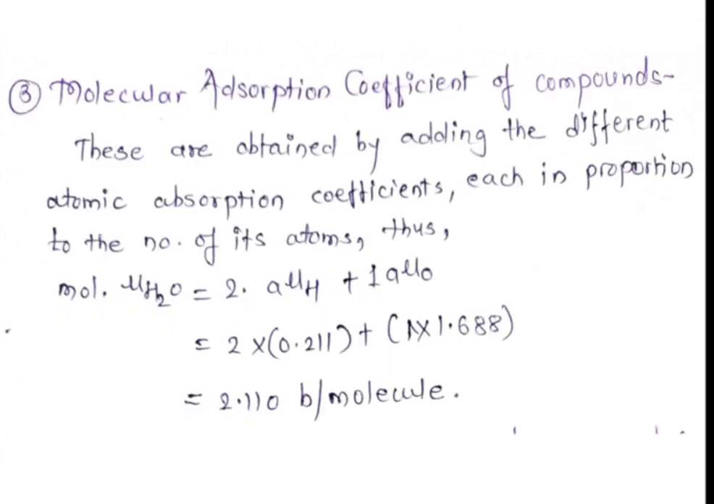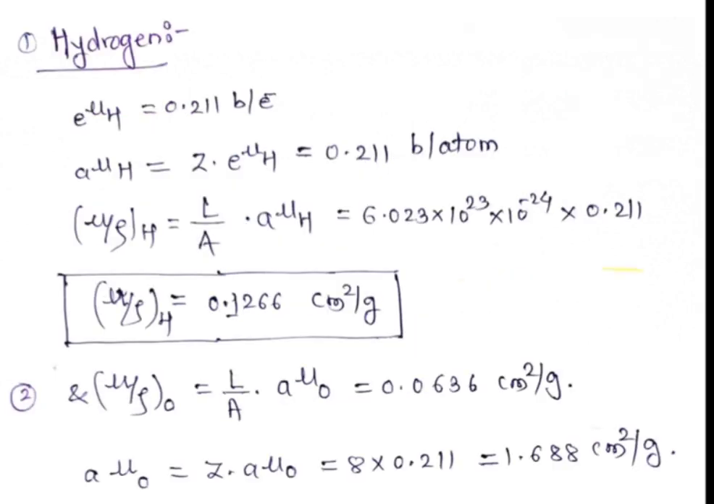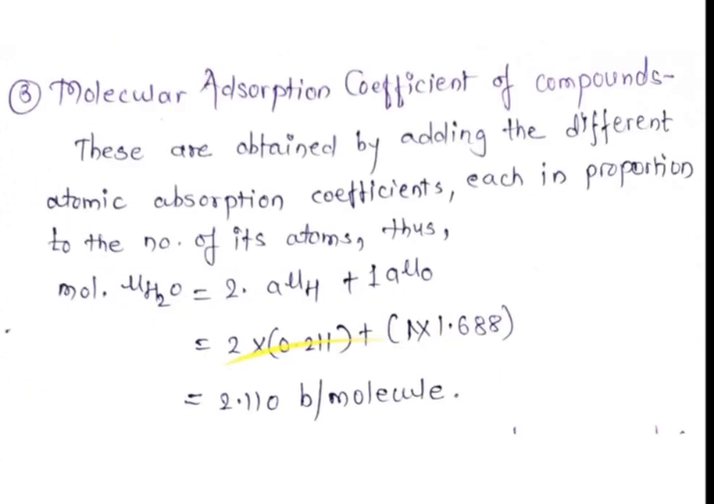Then we will calculate the third point, the molecular absorption coefficient of the compound. These are obtained by just adding the different atomic absorption coefficients. As we have the atomic absorption coefficient of the hydrogen and the atomic absorption coefficient of the oxygen, which we have calculated here, by just adding these two we will get the molecular absorption coefficient of the compound water.